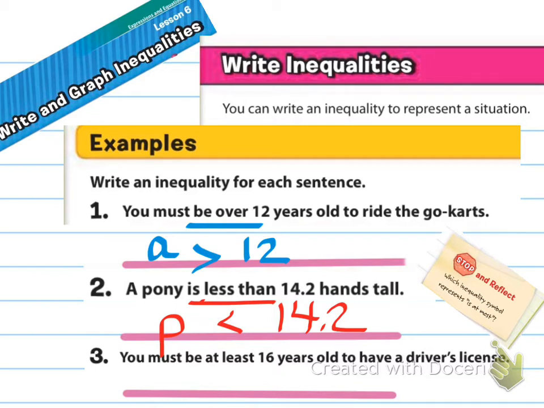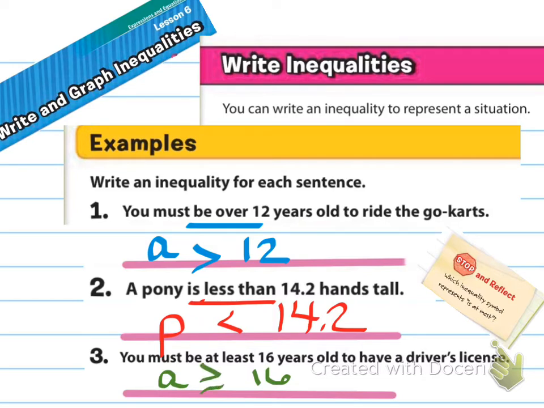All right, then the number 3 here says that you must be at least 16 years old to have a driver's license. I mean, common sense, guys. So again, this is my age, and 16 is what we're using here. And it says that you must be at least 16 years old to have a driver's license. Can you be 15? Are you talking about a bigger number or a smaller number? If it's at least, it's going to be greater than or equal to.